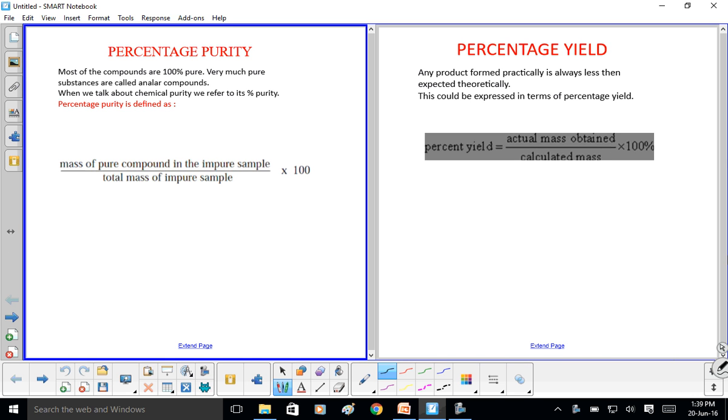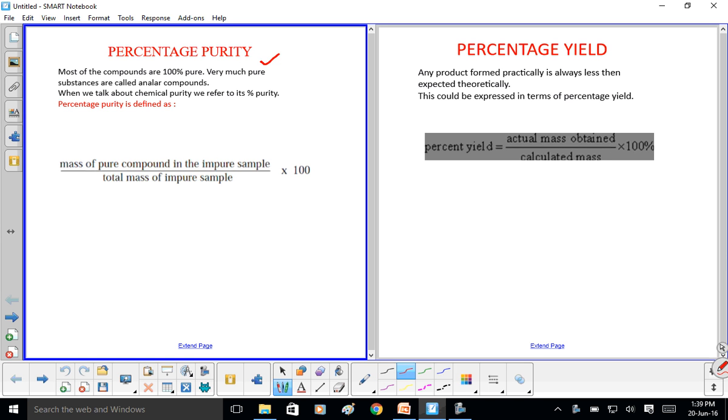So another important chapter of grade 9 is about moles, stoichiometry. In moles, children have to remember certain small tricks, certain short tricks, certain formulas. For example, first one, this is called percentage purity.